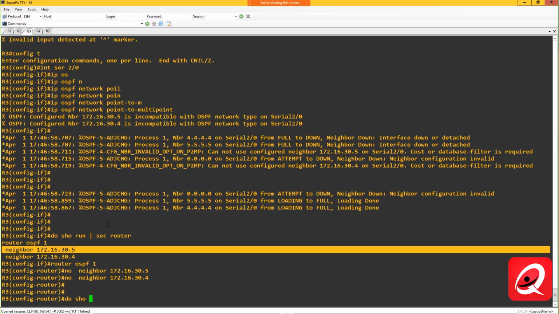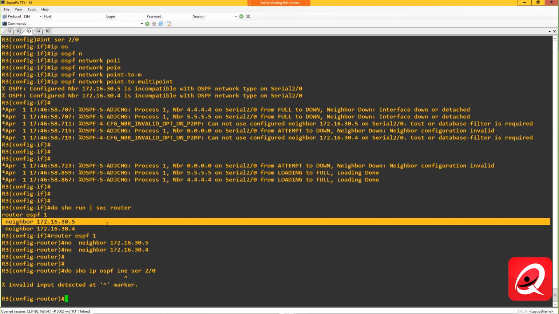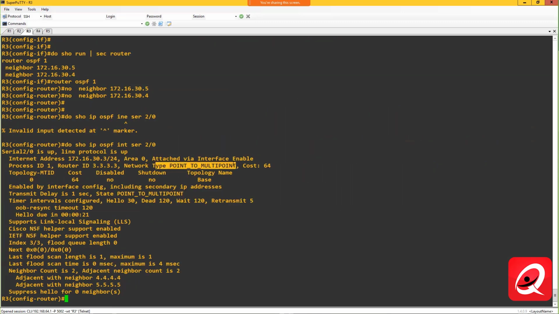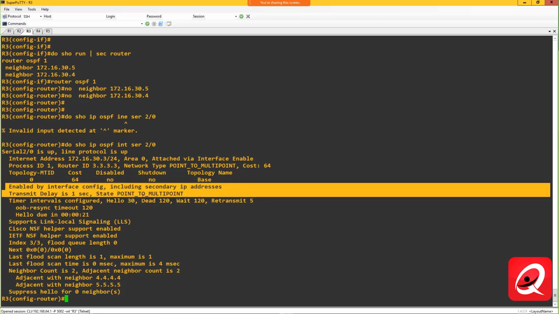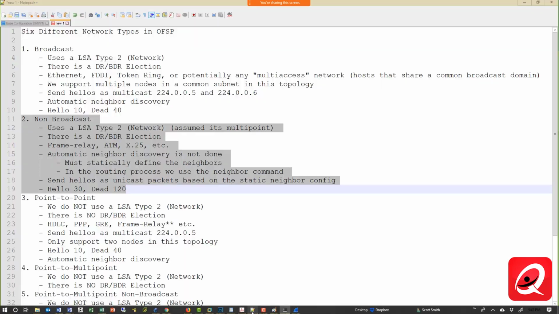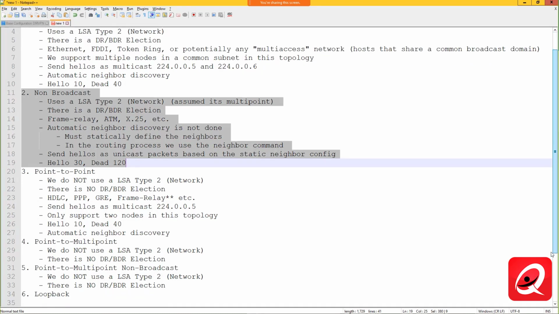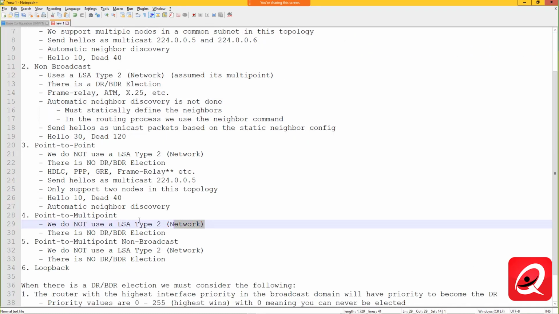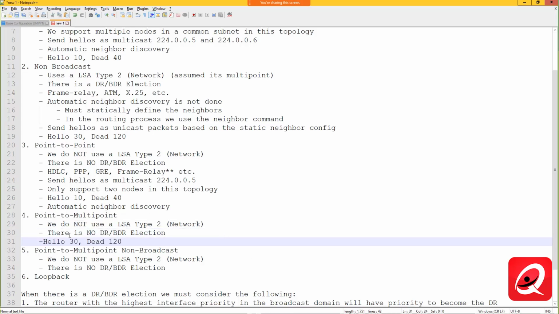Now, if I do a show ip ospf interface serial 2/0, you will notice in this particular case, as a point-to-multipoint interface, there is no DR/BDR election because we would see a reference to that here, and the hello and dead timers are still 30 and 120. So let me go back to my notes. I've now changed this interface type to point-to-multipoint. No DR/BDR election. The hello and dead timers are 30 and 40 seconds respectively.